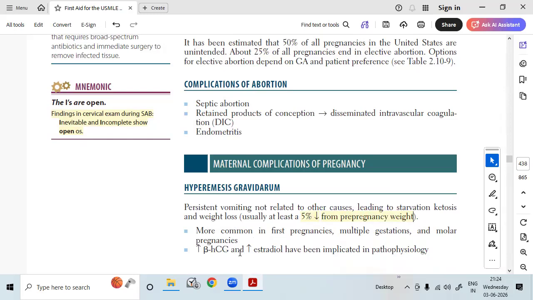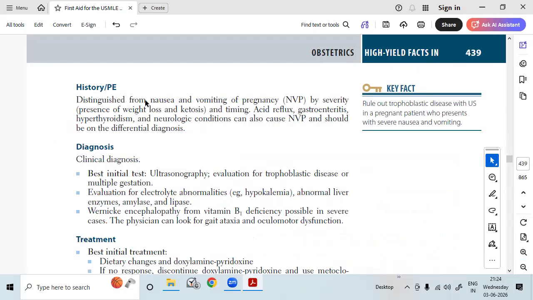Increase in beta HCG and increase in estradiol have been implicated in the pathophysiology. It is distinguished from nausea and vomiting of pregnancy by severity, presence of weight loss and ketosis, and timing. Acid reflux, gastroenteritis, hyperthyroidism, and neurological conditions can also cause nausea and vomiting and should be on the differential diagnosis.